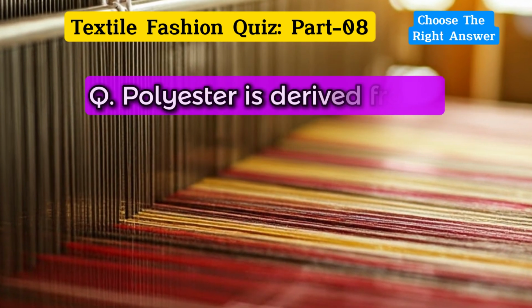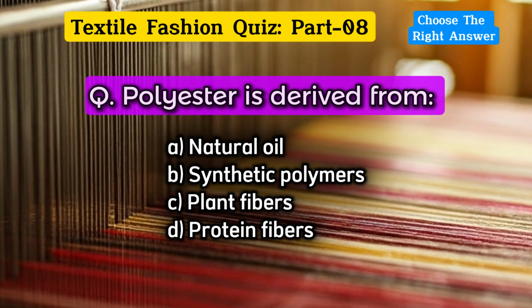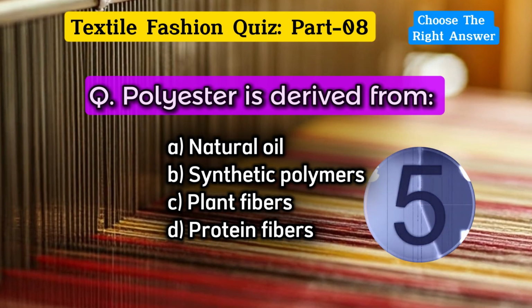Polyester is derived from A. Natural oil. B. Synthetic polymers. C. Plant fibers. D. Protein fibers.